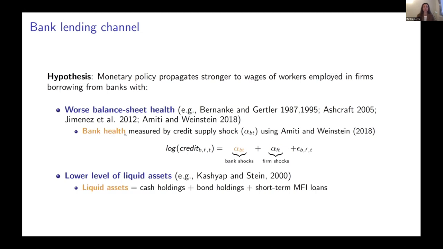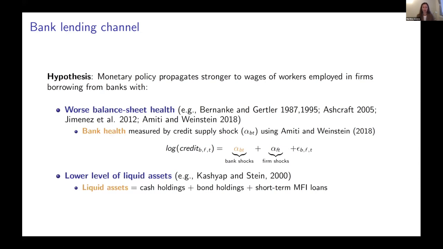We first derive a bank health measure. And here, again, we try to make a little bit of contribution by looking at the bank health in a more agnostic way, following, for example, the Amiti and Weinstein JPE work, where we derive the bank specific shocks, and then we aggregate them on the firm level. In parallel, we also look into the bank level holding of liquid assets, and we use that as a sort of heterogeneity.